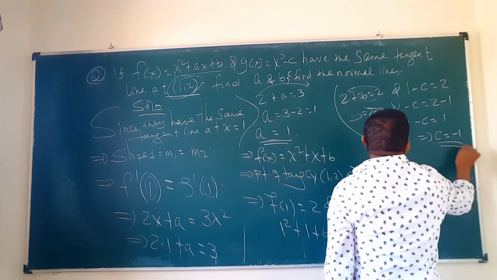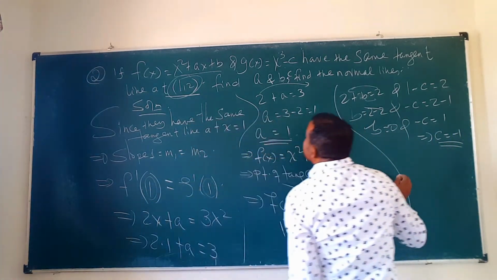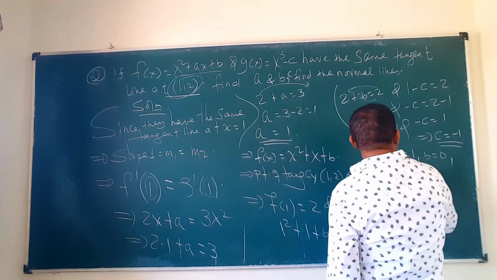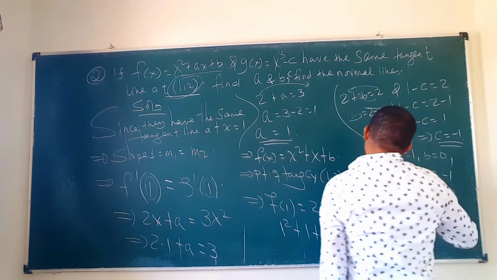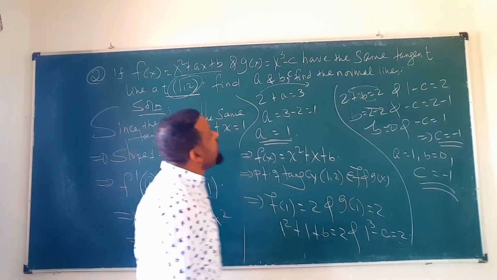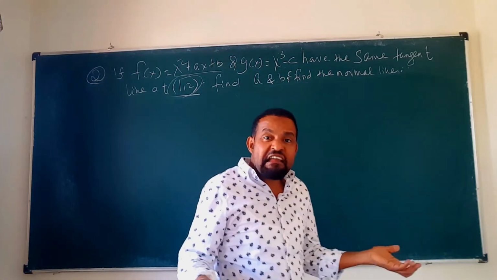So c is equal to negative 1. Okay, so what did we get? The value of a is 1, b is 0, and the value of c is negative 1. The next is to find the normal line. So find the normal line, find the tangent line.